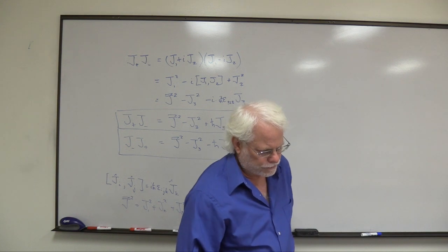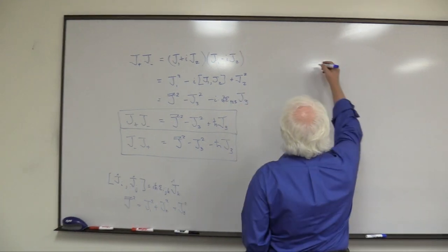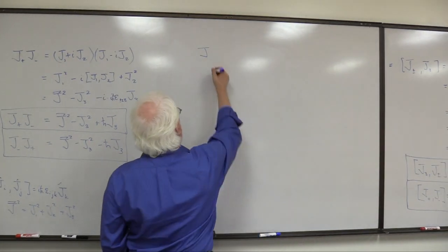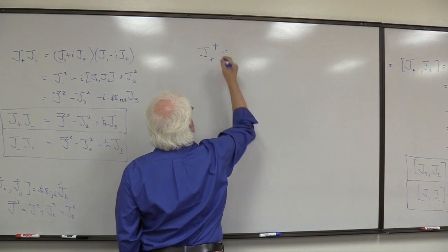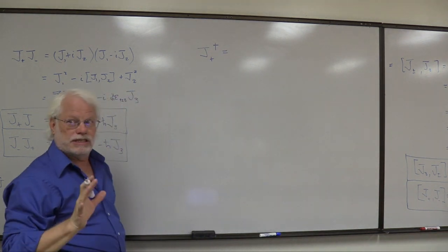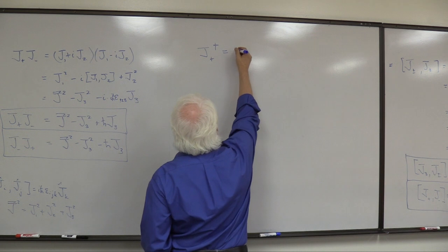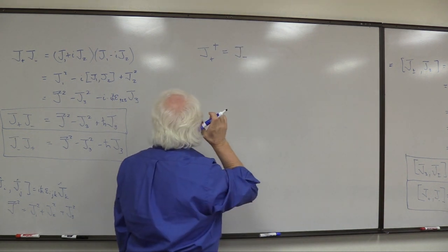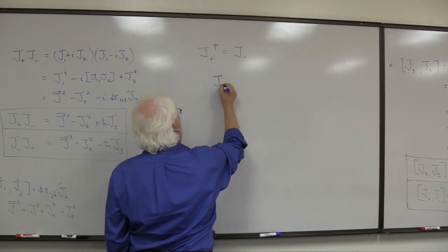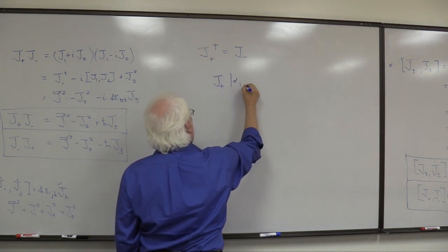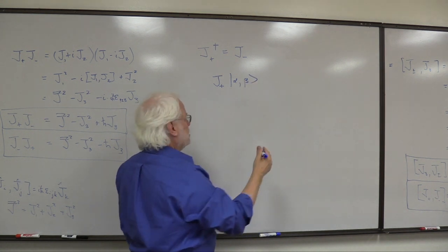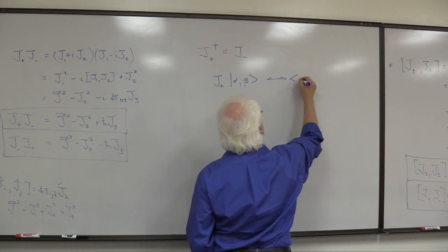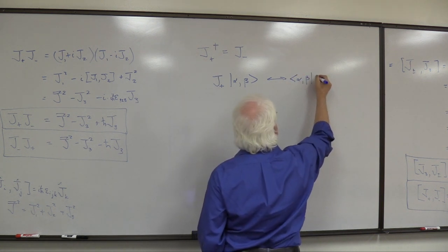So notice that J plus dagger. Since the J's are Hermitian, these are observables, right? So J plus dagger just changes the i and you get J minus. What that means is if I have any state and I act on it with J plus, then the state dual to that, the bra with the dagger, is J minus.